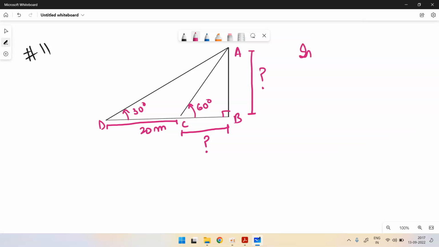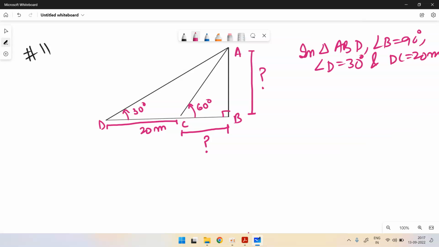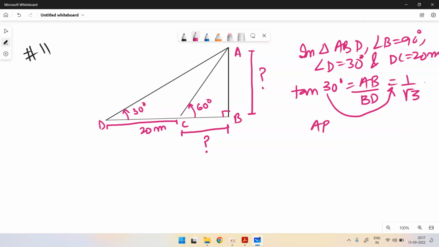First, in triangle ABD, angle B is 90 degrees, angle D is 30 degrees, and DC is equal to 20 meters. Applying tan 30 degrees is nothing but AB by BD. You also know tan 30 degrees is 1 by root 3, which implies that AB equals BD by root 3. This is my first equation.